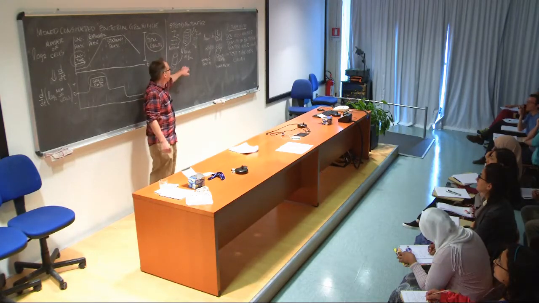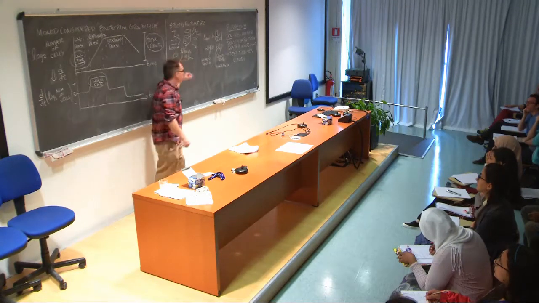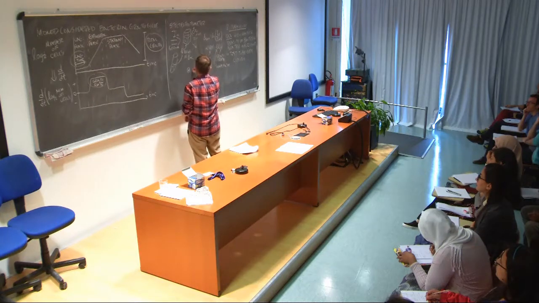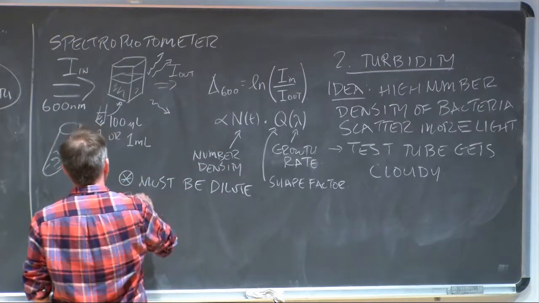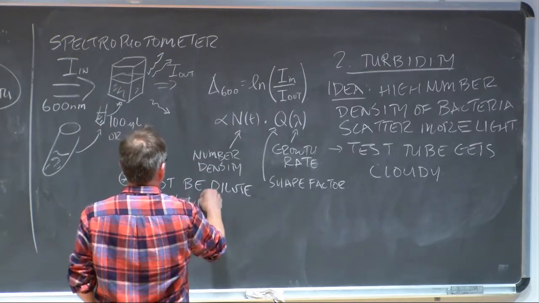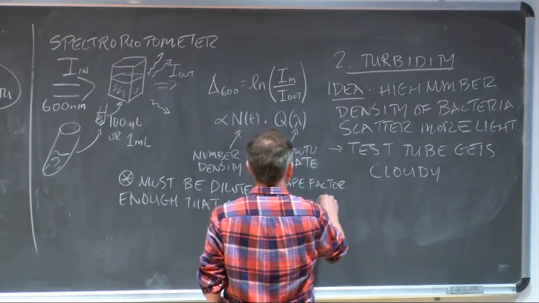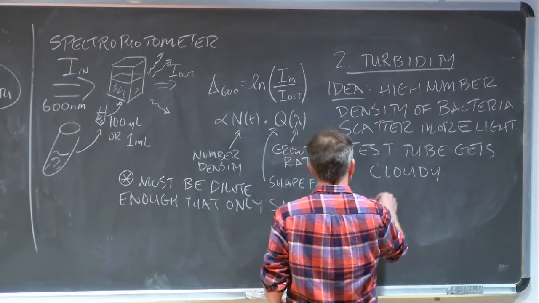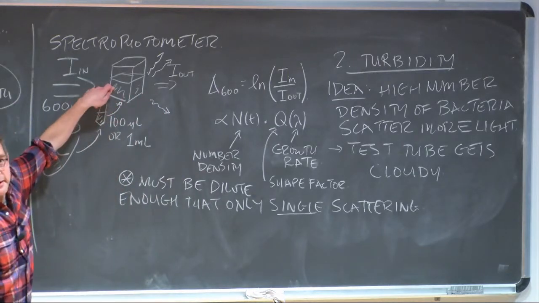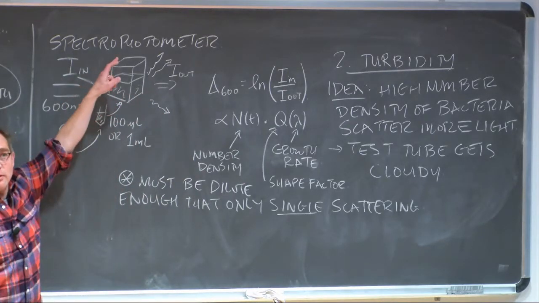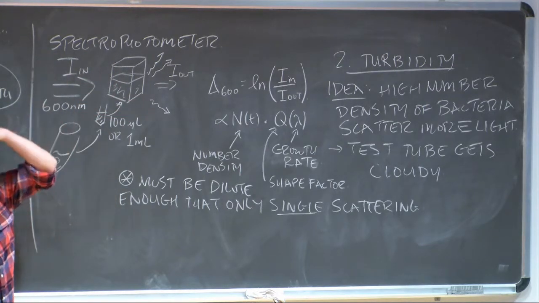We also dilute these. This brings me to my second point. This needs to be dilute enough that you don't get secondary scattering events. Okay. So it must be dilute enough that we only have single scattering events. That is to say that there are so few cells in here that the light beam bounces off and goes away. You never have a light beam bouncing off another cell, and then bouncing out.